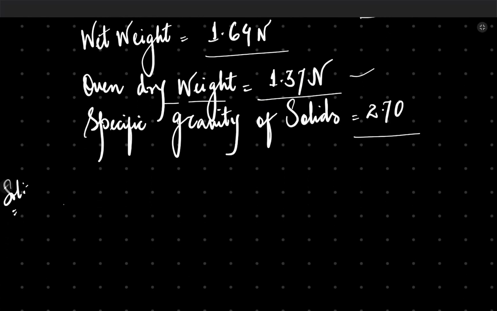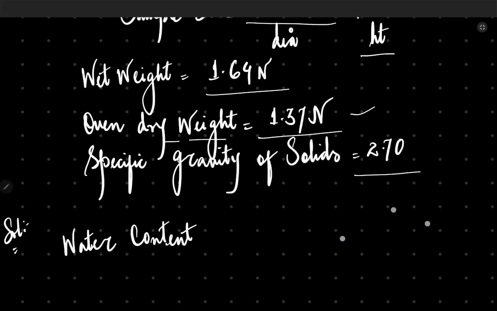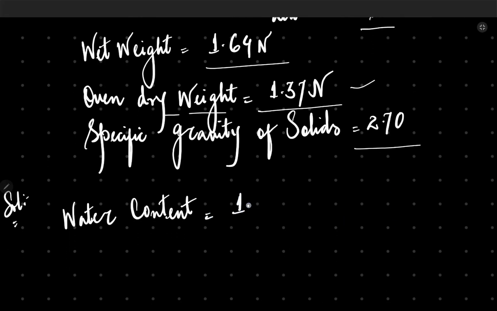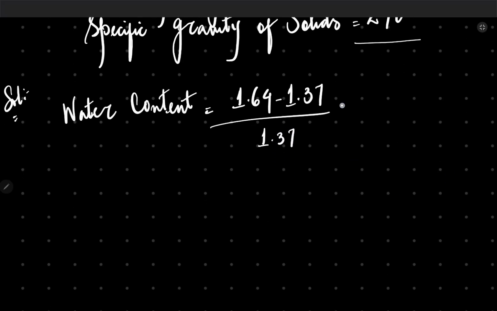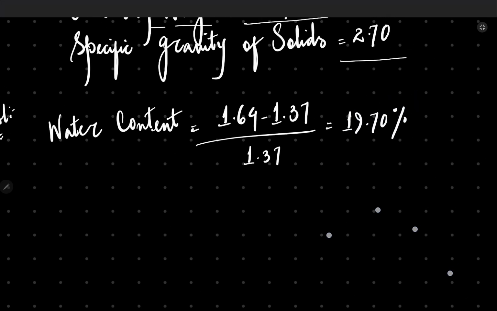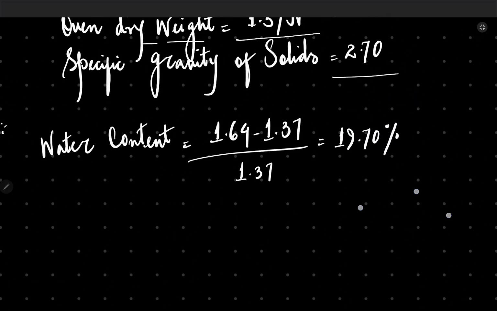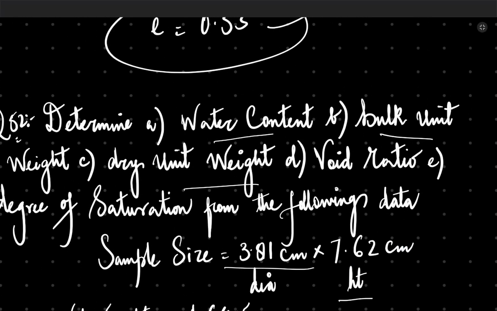All right, the first parameter that we have to find is the water content. So let's find the water content. Water content, we know that it is equal to, well, first the bulk weight or the wet weight or the moist weight, that is 1.64 newtons minus 1.37, divided by 1.37. All right, so by calculations this is equal to 19.70%. So water content is equal to 19.70%.